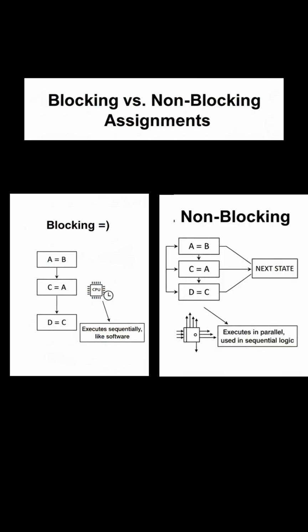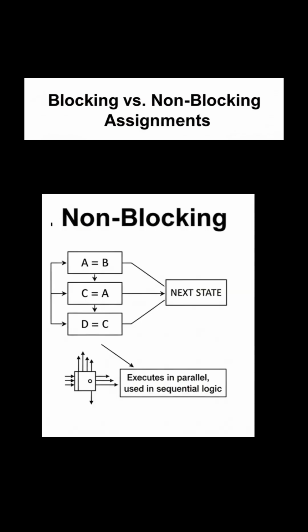Next, blocking versus non-blocking. Blocking uses equals and runs one after the other, just like software. Non-blocking uses less-than-equals, and multiple assignments can happen in parallel. That's why non-blocking is used in sequential logic.